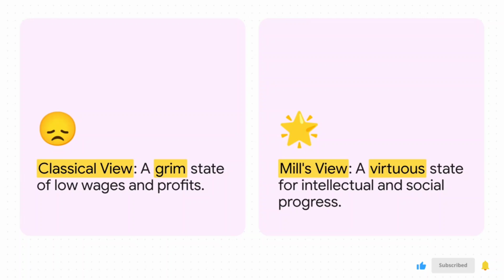But hang on. This is where Mill gets really interesting and completely breaks away from everyone else. See, other economists looked at the end of growth, what they called the stationary state, and they saw disaster, a bleak, grim future. But Mill? He saw it as a victory. He thought it was a good thing. For him, it meant we could finally stop the frantic chase for more money and start focusing on what actually makes life worth living. Things like social progress, art, philosophy, a truly better society. So for him, it wasn't an end. It was a beautiful new beginning.